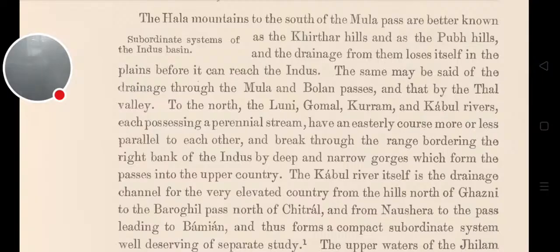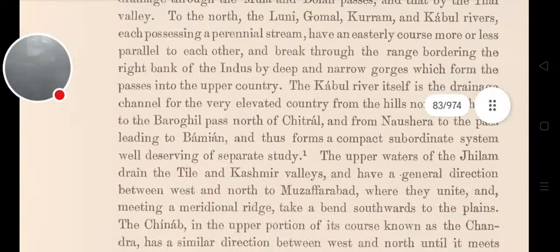To the north, the Luni, Gomal, Kurram, and Kabul rivers, each possessing a perennial stream, have an easterly course more or less parallel to each other and break through the range bordering the right bank of the Indus by deep and narrow gorges which form the passes into the upper country. The Kabul River itself is the drainage channel for the very elevated country from the hills north of Ghazni to the Barogil Pass north of Chitral and from Naushera to the pass leading to Bamiyan, and thus forms a compact subordinate system well deserving of separate study.